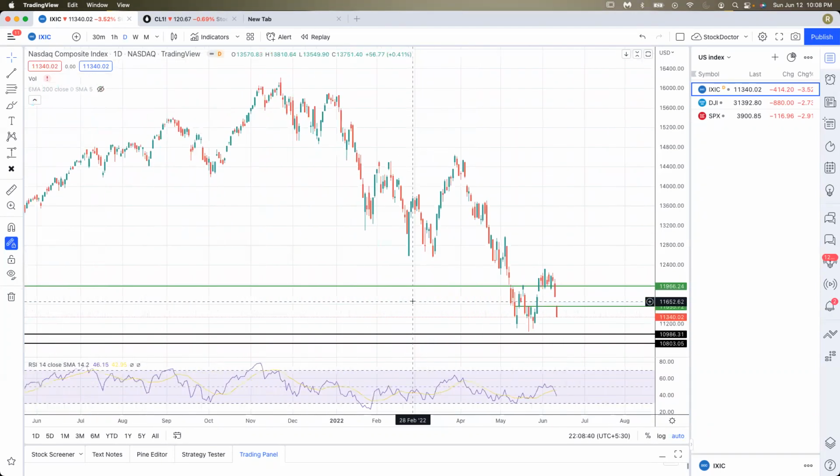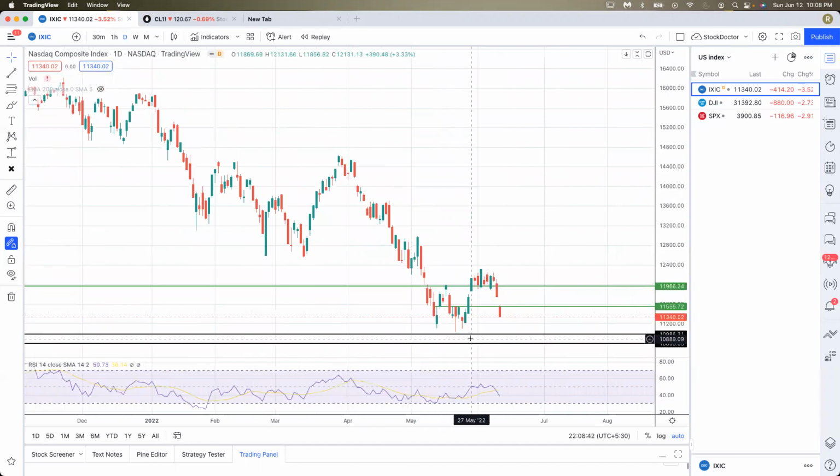At this point of time, if we talk about the support level, the first support level is coming around 11,000 to 10,800. My friends, this is the support area. There is a high probability that on Monday the market again comes in panic mode, and it might go here, 10,900, meaning 11,000 to 10,800.